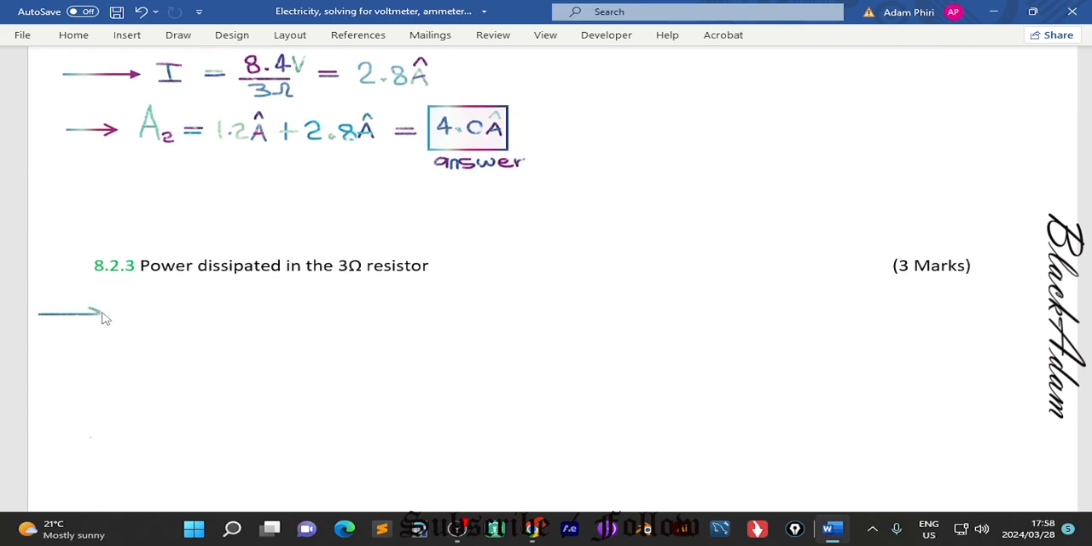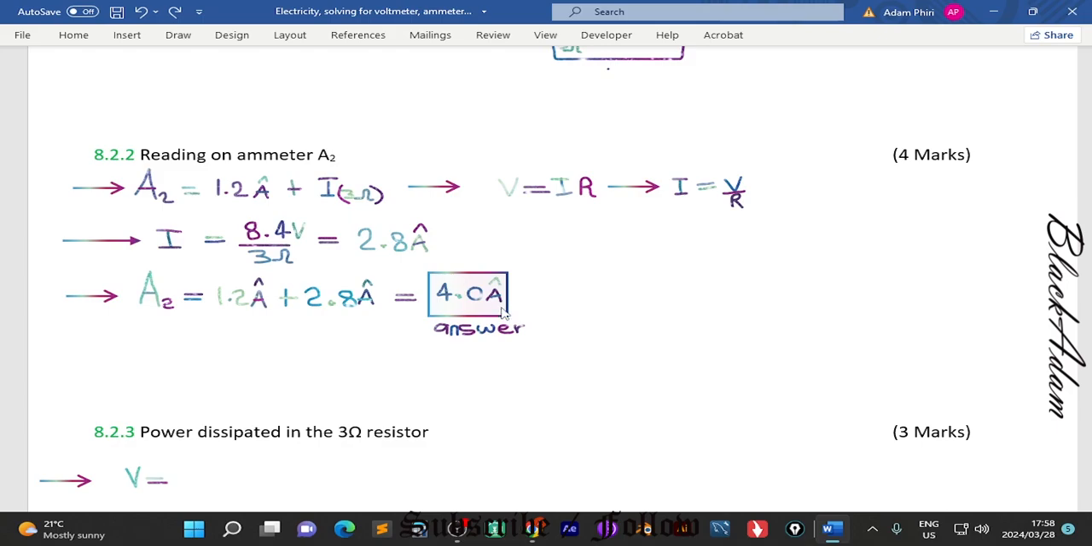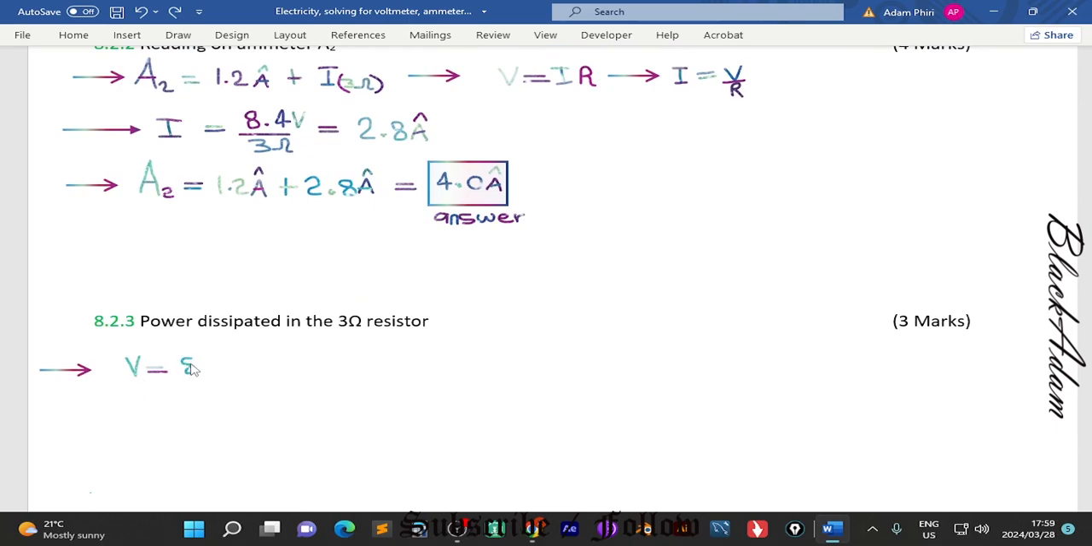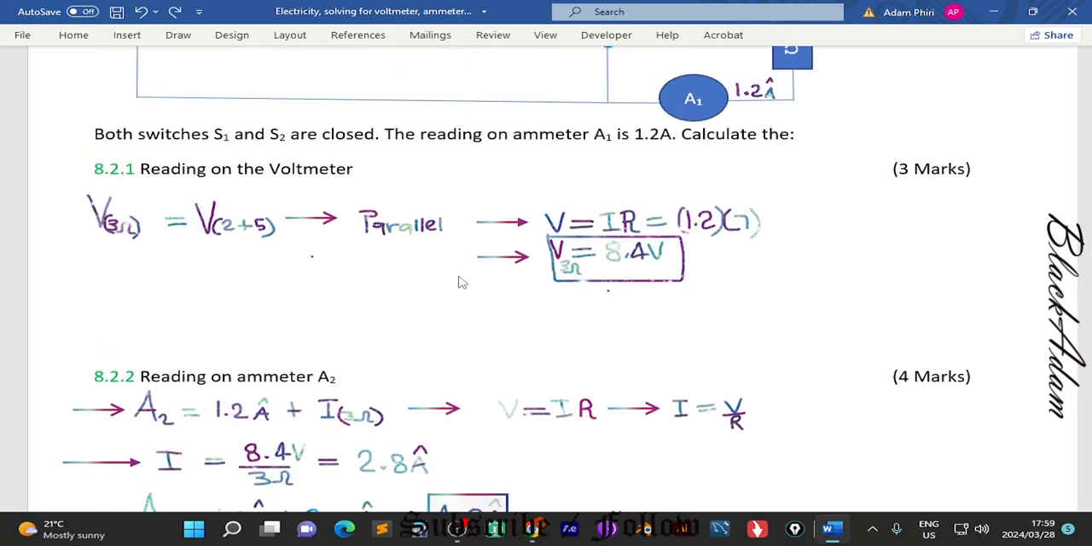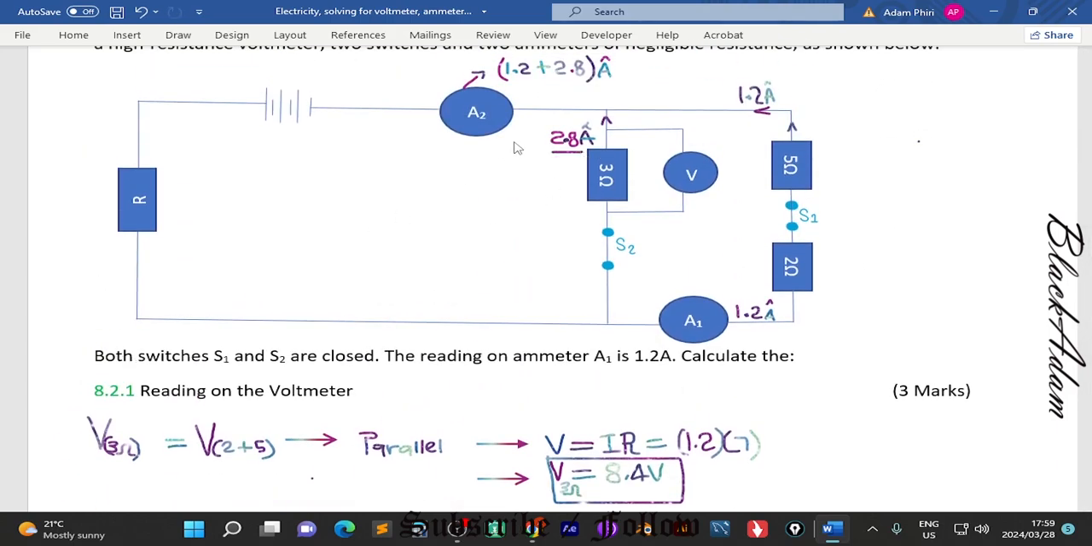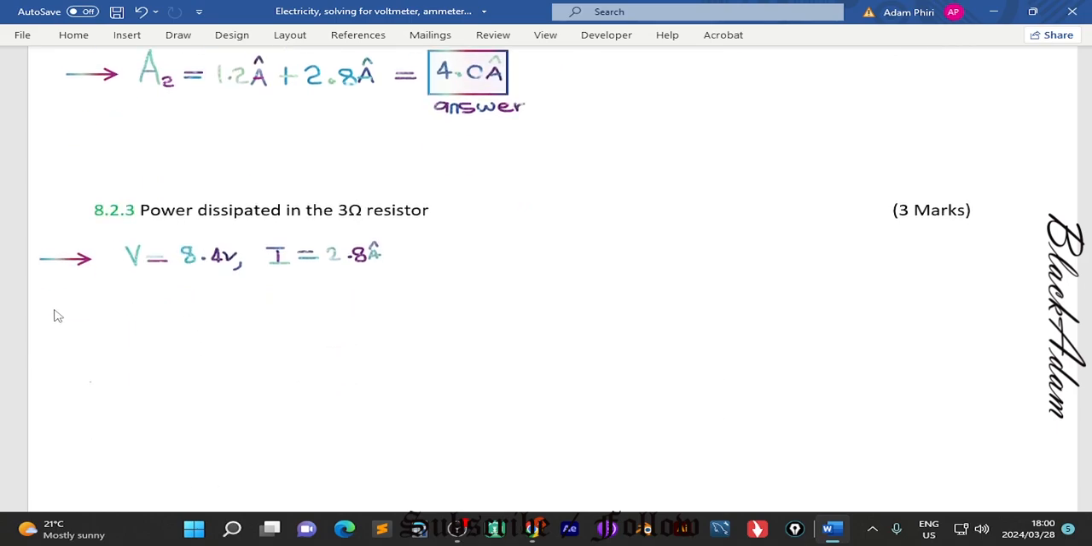Next, we are required to calculate power. Power is the product of the current and the voltage. So the voltage there is 8.4, and the current is, not that one, I think our current is that one, 2.8. So our current is 2.8 at the 3 ohm resistor.